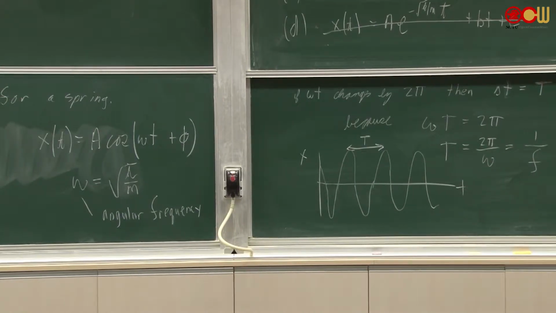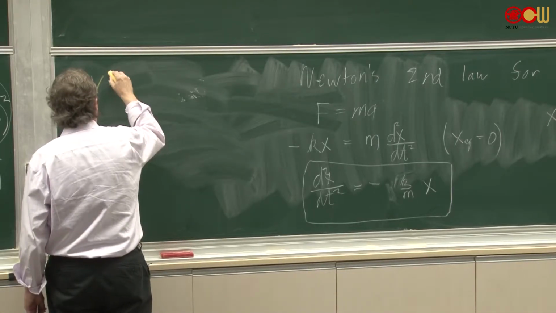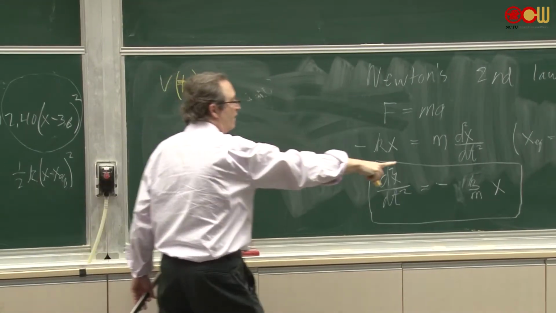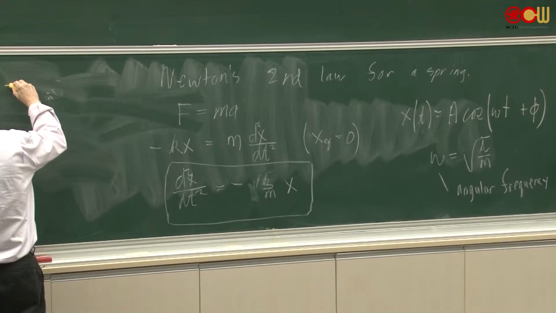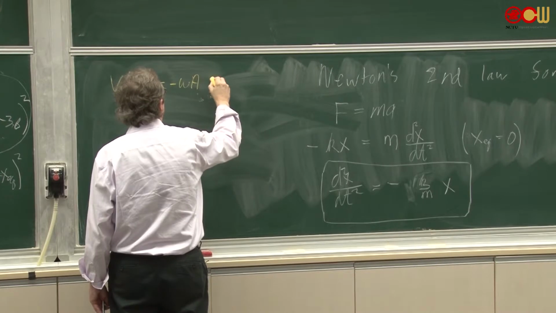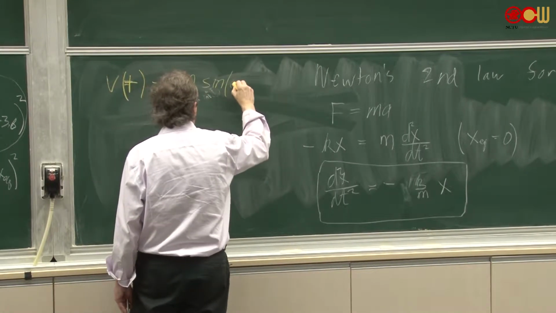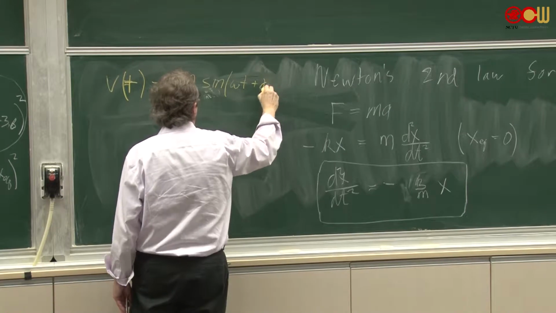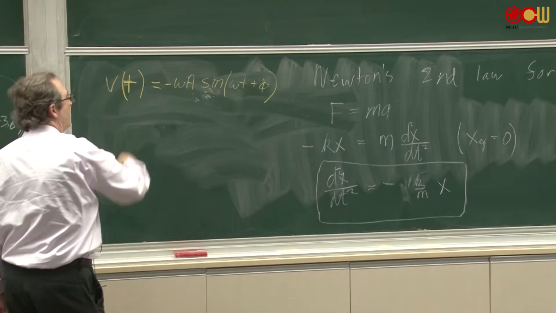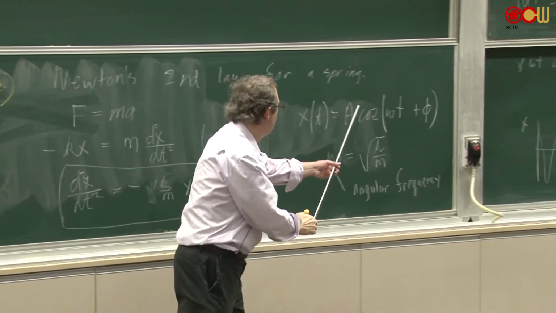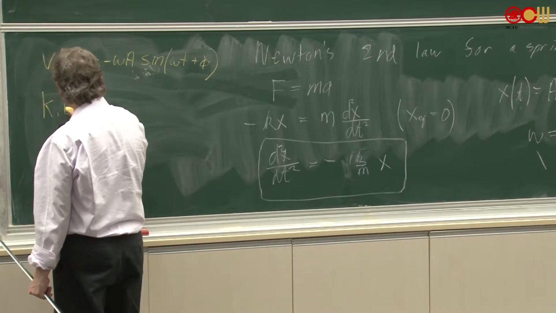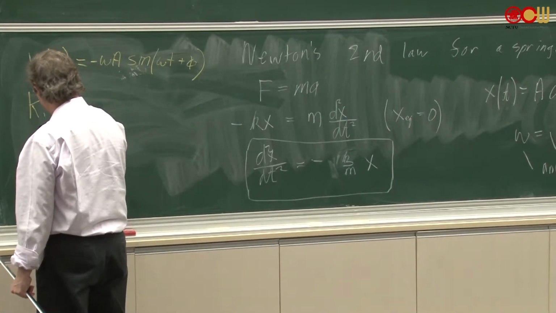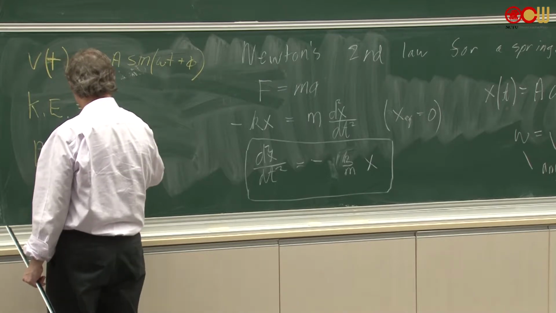So notice the following. What's the velocity as a function of time given this formula? All right, so I have minus omega A sine omega t plus phi. Everybody agree? That comes from taking a derivative of this. So we have the kinetic energy, and we have the potential energy.